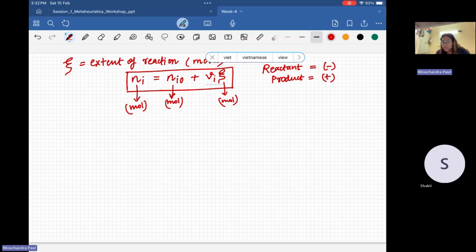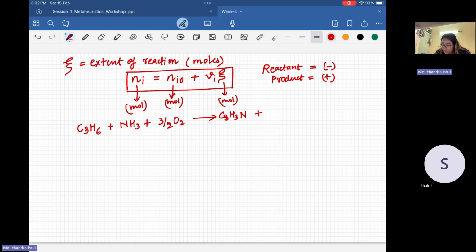So for the reaction that we are given, let me rewrite it. It is C3H6 plus ammonia plus 3/2 O2 gives C3H3N, the acetonitrile product, plus 3H2O. This is the complete reaction. For each of the components, we can write this expression. How shall we write it?